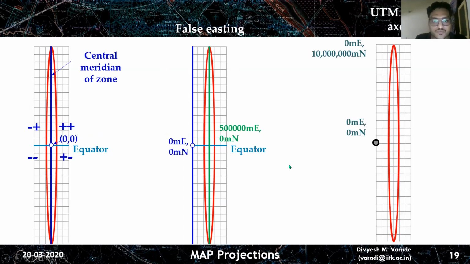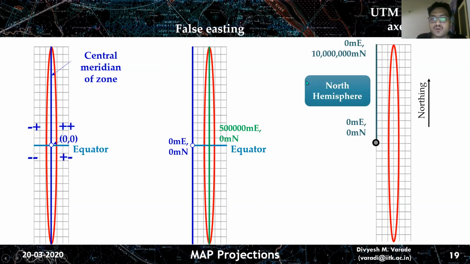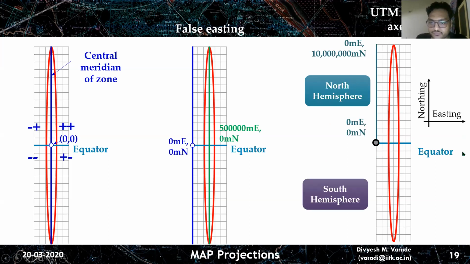Now, in the case of the UTM, all we have to do is define the hemisphere we are in. It can be the north hemisphere or the south hemisphere. In either case, we are measuring distances along the direction of the north, that is from the origin towards the north, or from the origin towards the east along the equator.